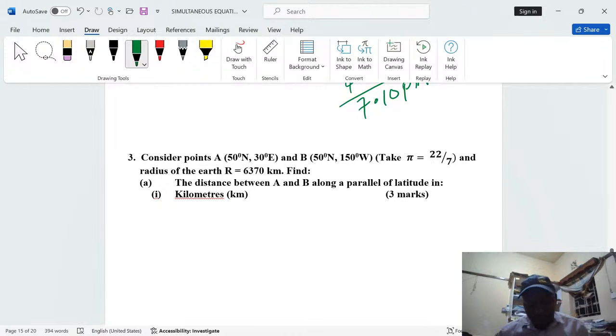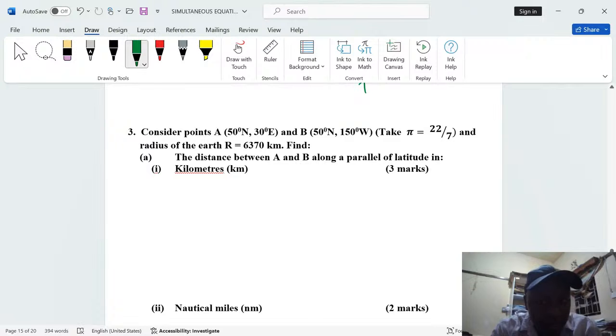I want to handle questions which are testing almost all the concepts in this topic. Consider points A, 50° in the north, 30° in the east, and B, 50° in the north, 150° in the west. Pi is 22 out of 7, radius of the earth 6370. Find part A, the distance between A and B along a parallel of latitude in kilometers.